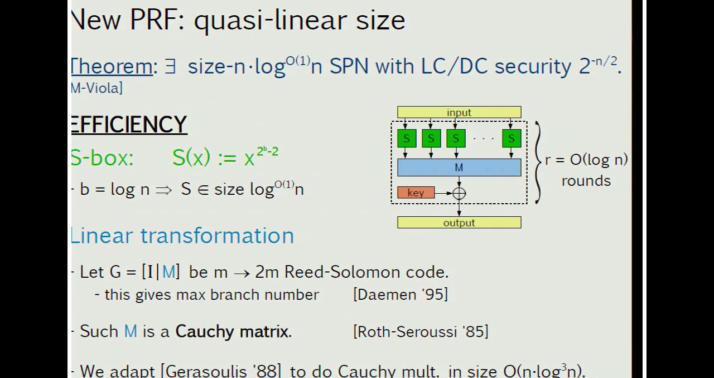Note that each layer of S-boxes is computable in quasi-linear size. The linear transformation is as well. And the number of rounds we also take to be logarithmic in n. So overall, we get a function that's computable by quasi-linear size circuits.